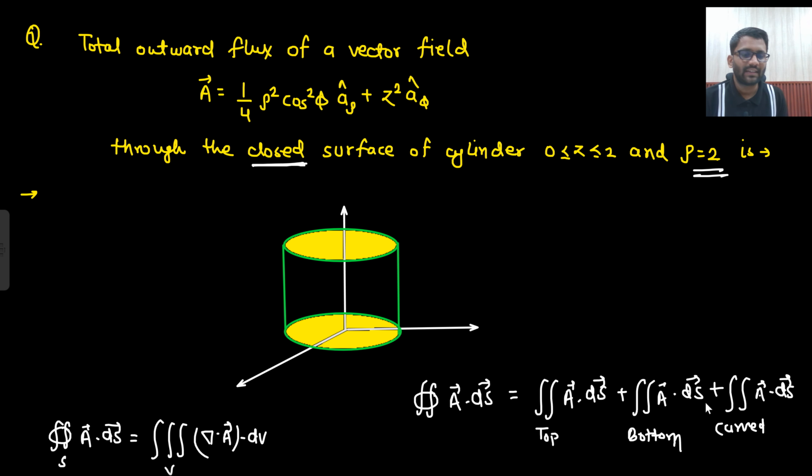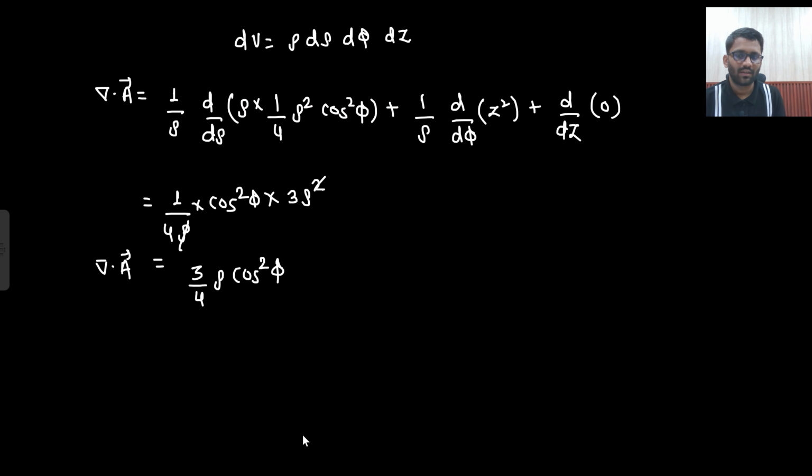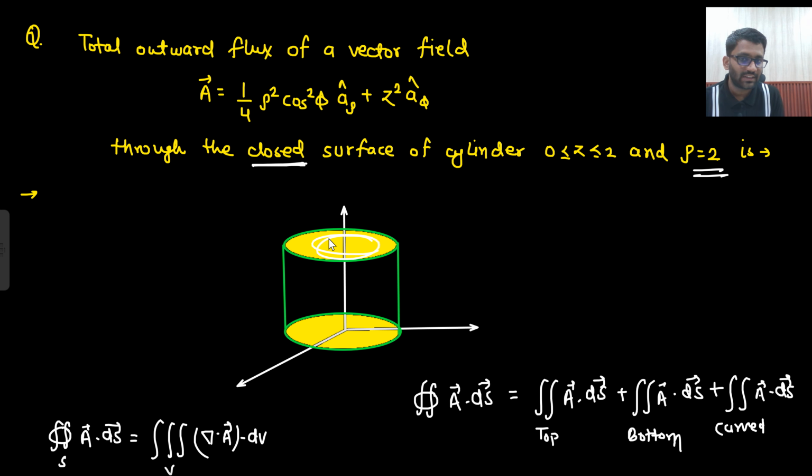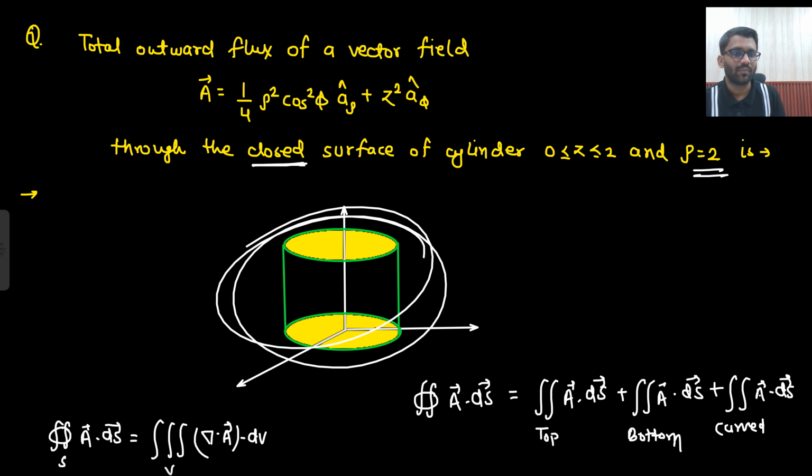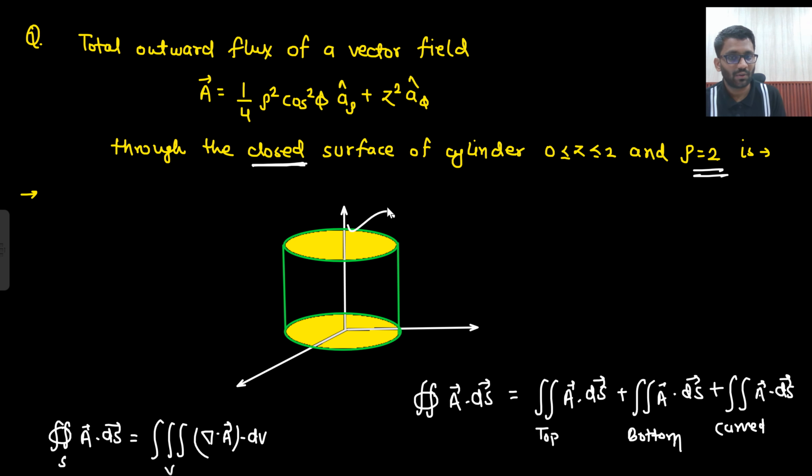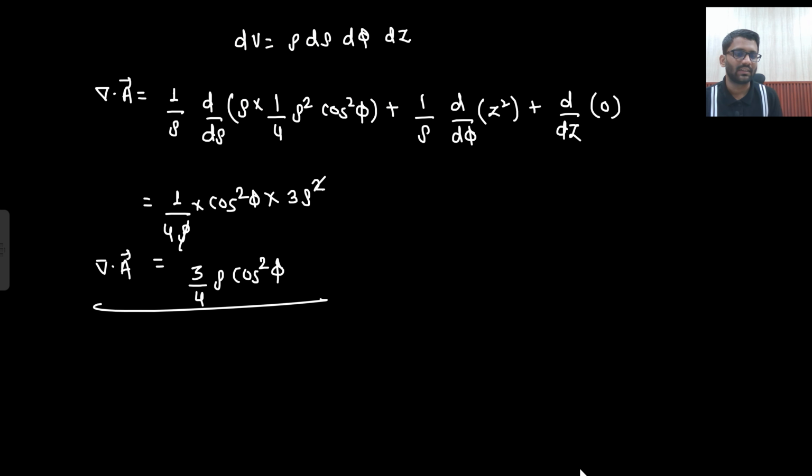Now some people will think that, sir, I should put rho equals to 2 here. Should you put rho equals to 2 here? No, you cannot put rho equals to 2. Why is that so? Because on this surface rho is not constant. You are not only calculating for curved, you are calculating for the complete volume. So here rho is not constant, phi is not constant, and z is not constant. So all the limits you will put, you will not do anything with this del dot A.